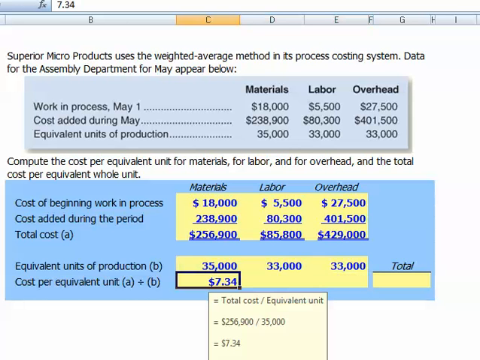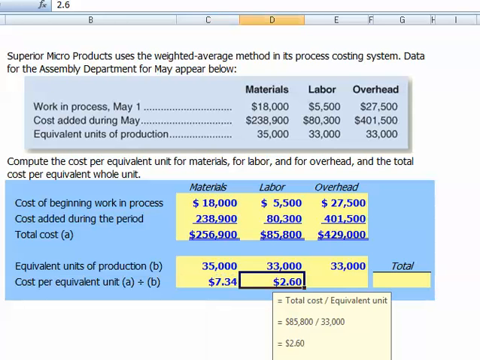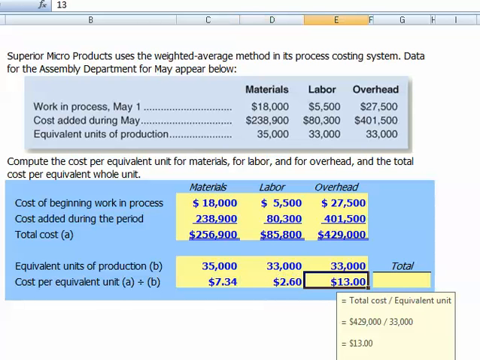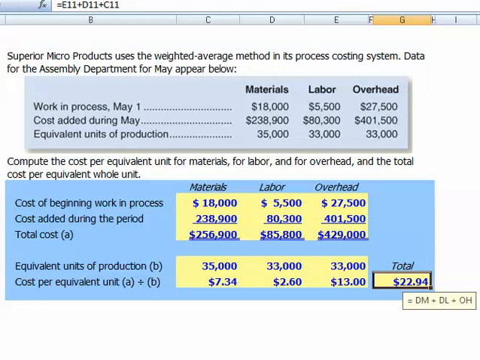The final step then is to take our cost for direct materials of $256,900 and divide it by the 35,000 equivalent units, and we get a cost per equivalent unit of $7.34 for direct materials. For direct labor, we get a cost per equivalent unit of $2.60 per unit. And for manufacturing overhead, when we take the $429,000 and divide it by 33,000 equivalent units, we get a cost of $13 per equivalent unit. Our total cost per equivalent unit would be the sum of our direct materials, direct labor, and overhead, and it would be $22.94.